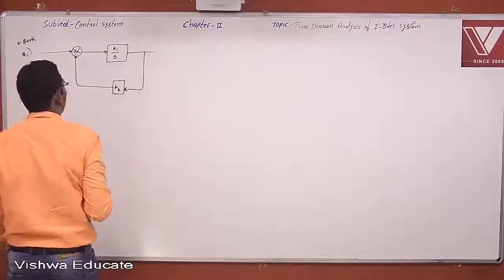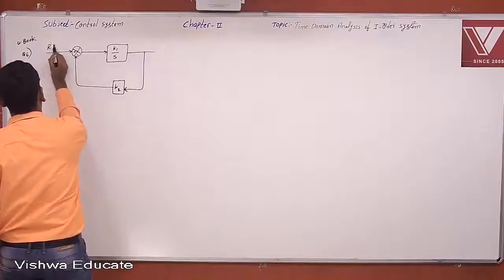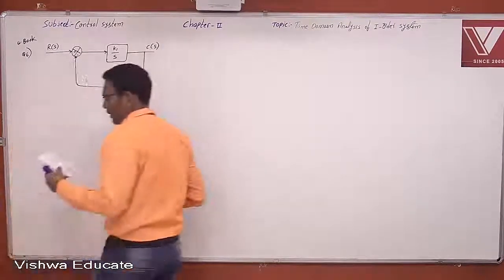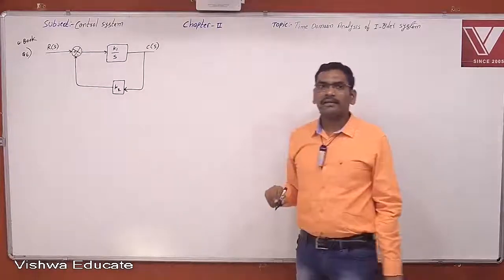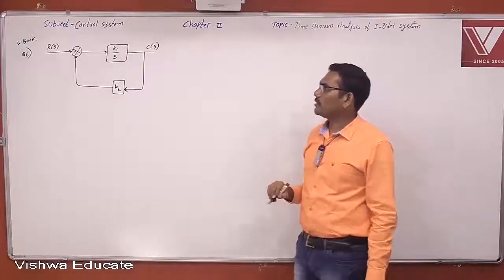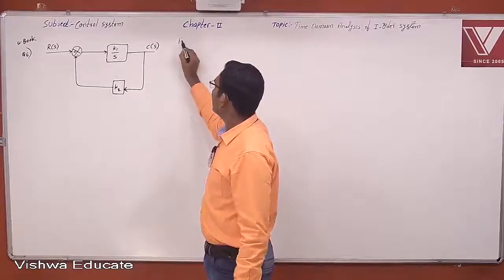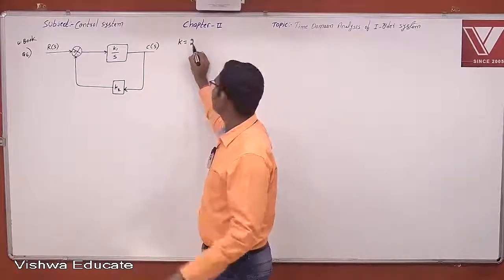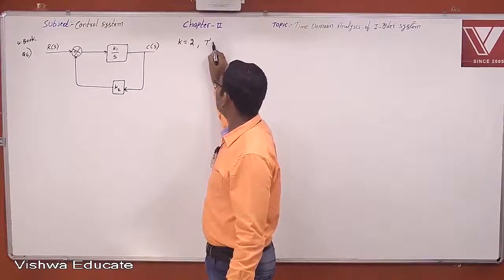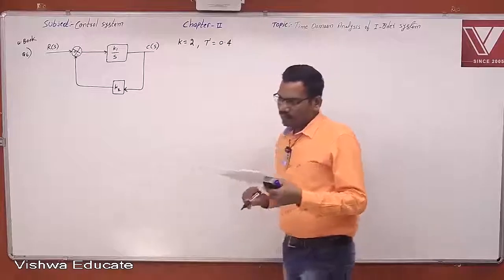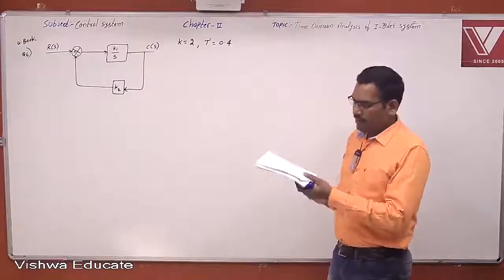Now this is the block diagram which is given to you, and it is related to a first order system, having a system gain of 2, which is given in the question itself, and the system time constant is also given in the question, which is 0.4 seconds. Then determine the value of K1 and K2.